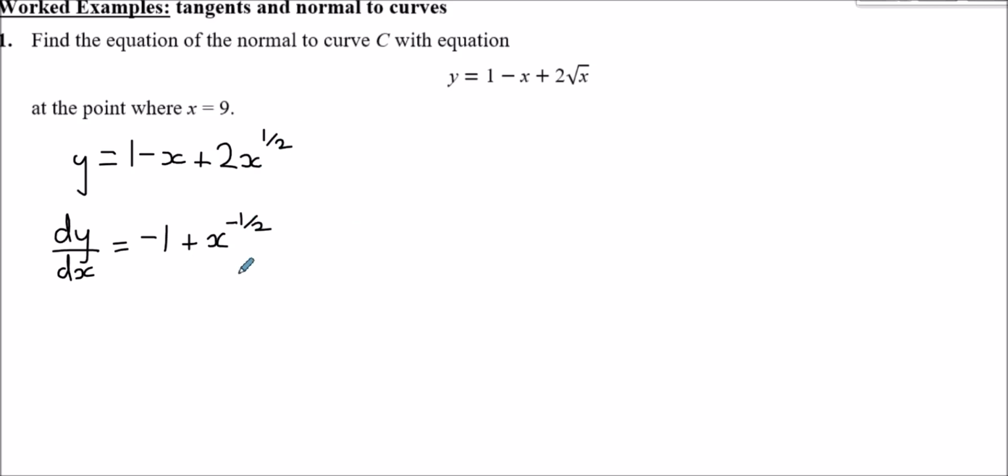Therefore, we can now compute what the gradient will be at the point where x is equal to 9. So f dashed, where x is 9, is going to be minus 1 plus 9 to the power of minus a half. That's the same as 1 over the square root of 9, which is 1 over 3. So minus 1 plus a third will be minus 2/3. But I'd always strongly suggest you try this with a calculator. So you should get minus 2/3 for that.